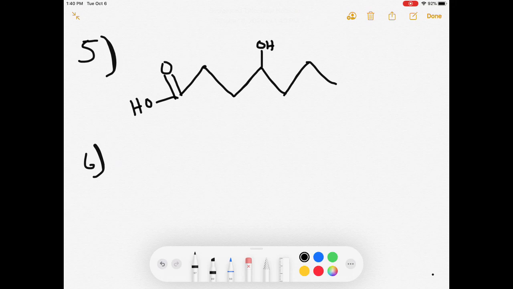And then last one is number 6, which is 2-butenoic acid. Okay, so we have 1, 2, 3, 4, so butane. But it says we have a double bond, but let's go ahead and put our carboxyl group in right there. So that's carbon 1. Carbon 2 has a double bond, so we can put that, and we're done.